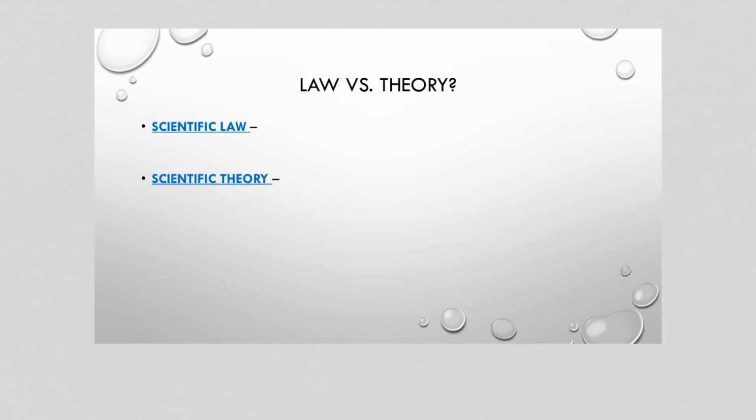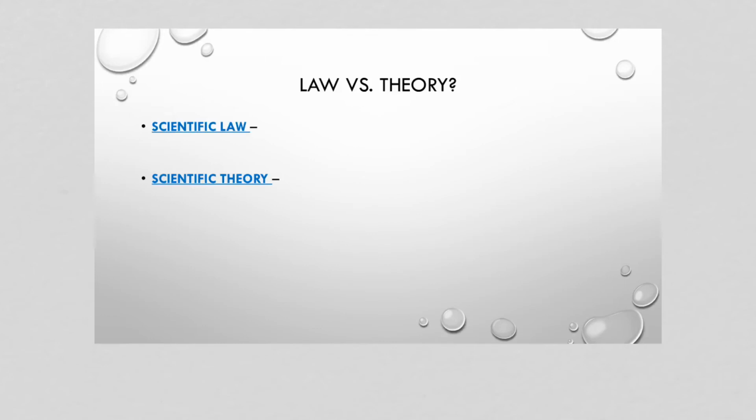So now I want to turn our attention to a couple different aspects of the scientific method, or terms that are related to the scientific method, and this is what are known as a scientific law and a scientific theory. So these are often confused, and so we want to try to understand what they really mean.